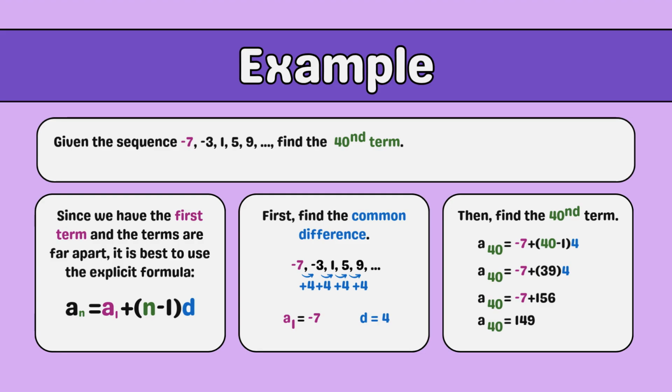In this example, you will use the formula to calculate the nth term. First, identify what type of sequence it is: -7, -3, 1, 5, 9 and so on. By finding the adjacent terms, you know the adjacent terms have a common difference of 4, so this is an arithmetic sequence. Next, calculate d based on the adjacent terms: d equals 4. Last, use the explicit formula to get the value of the 40th term. A of 40 is equal to 149.